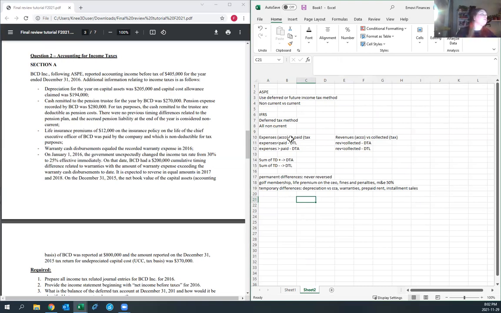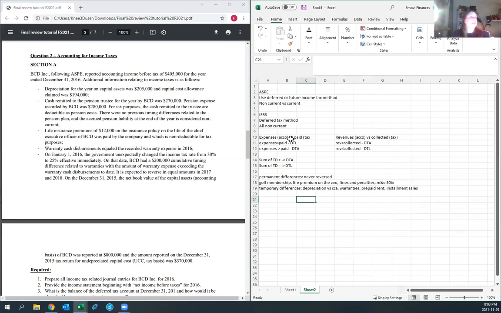So for question 2, BCD Inc. following ASPE reported accounting income before tax of $405,000 for the year ended December 31st, 2016. Additional information related to income taxes is as follows. Depreciation for the year on capital asset was $205,000, and capital cost allowance claim was $194,000. Cash remitted to the pension trustee for the year by BCD was $270,000. Pension expense recorded by BCD was $280,000. For tax purposes, the cash remitted to the trustee are deductible as pension costs.